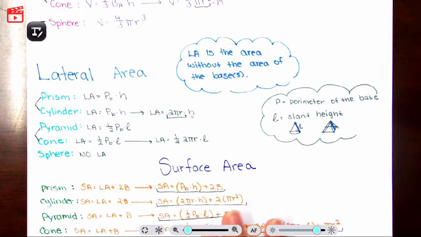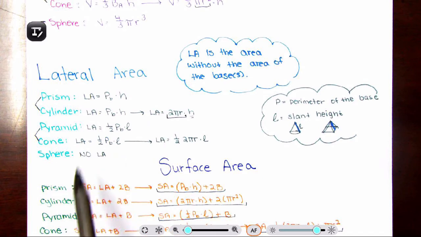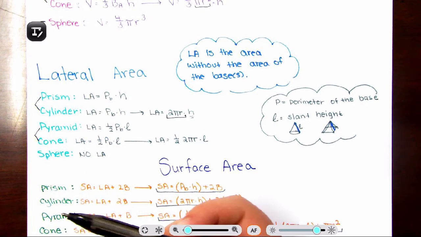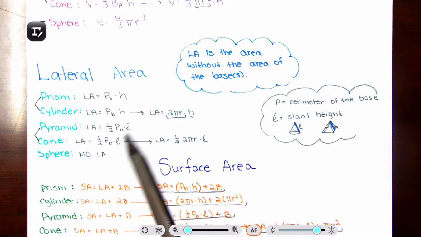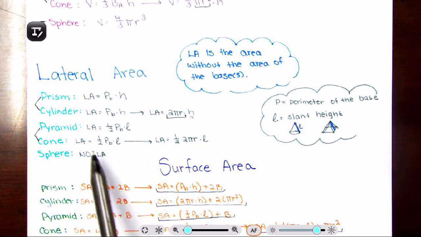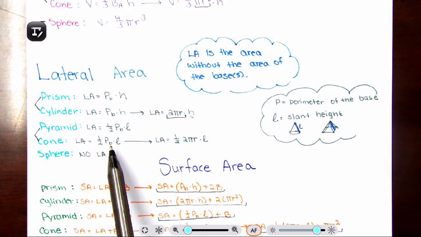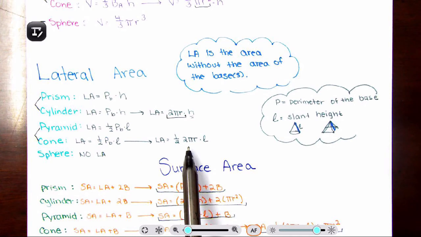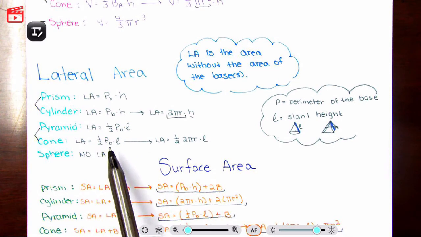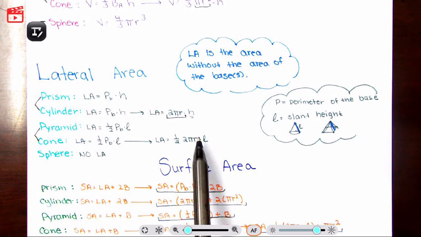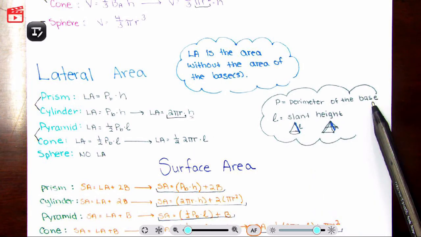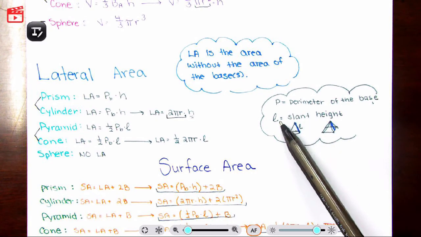Okay, pyramid and cone formulas again are the same. It is 1/2 times the perimeter of the base times the slant height. Here's your first change: slant height is a lowercase cursive l. Same thing like we did with the cylinder, we have to do with the cone. The base is a circle, so what is the perimeter of a circle? It is the circumference. So I am replacing the perimeter of the cone's base with the circumference. Again, we have our slant height. Notice that P is the perimeter of the base, and lowercase cursive l is called slant height.